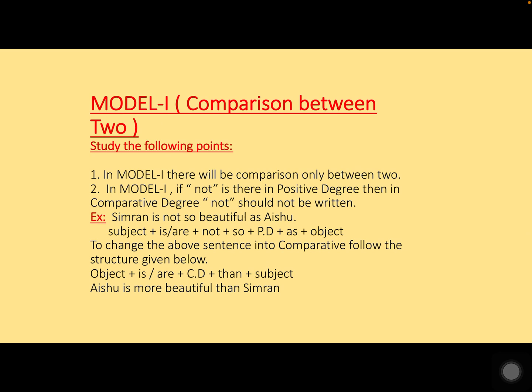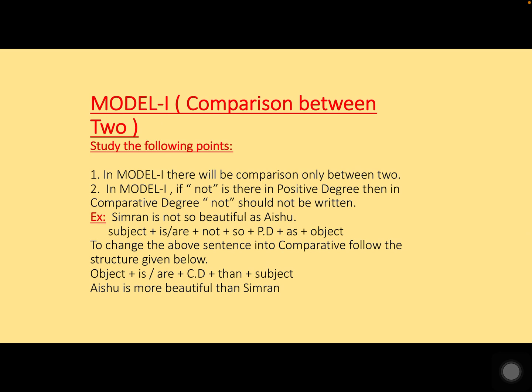Yes, then is, and we have to write the comparative form of the adjective. So what is the adjective there? Beautiful. What is the comparative form of it? More beautiful, isn't it? And then to the comparative degree always add than. Why? Because you are comparing. So than is a must, you have to add it after the comparative degree. So, more beautiful than Simran.